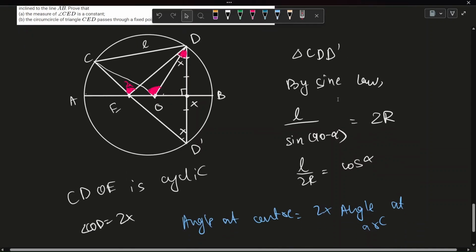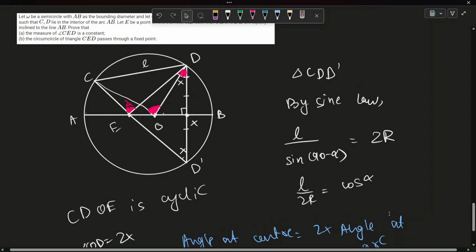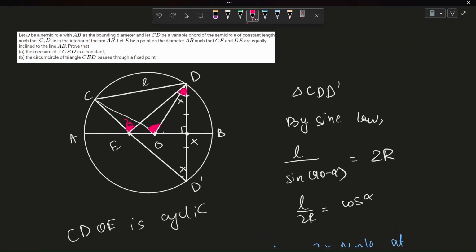So we have shown that CDOE is cyclic. So O lies on the circumcircle of CED. This basically means that O lies on the circumcircle of any such CED, and we have shown that the circumcircle of CED passes through a fixed point because O doesn't change as CD changes. If CD changes like this or like this, then O doesn't change. Hence, we have shown that the circumcircle of CED passes through a fixed point. This was the solution. Thanks.